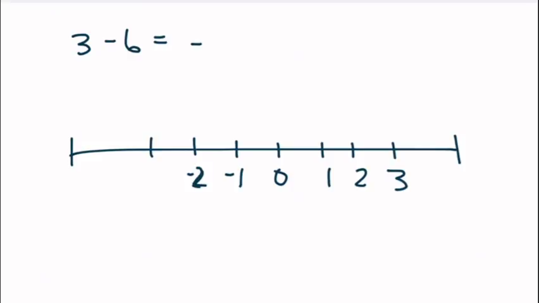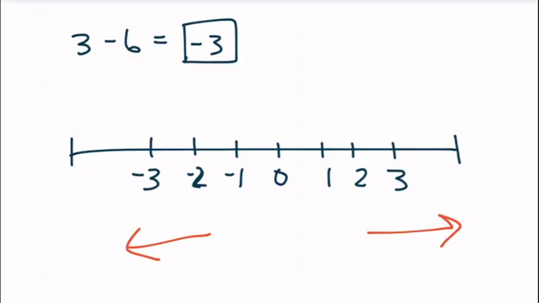Our answer here is -3. And you always need to remember that moving to the left means decreasing, and moving to the right is increasing. And that can be clearly depicted by this number line.